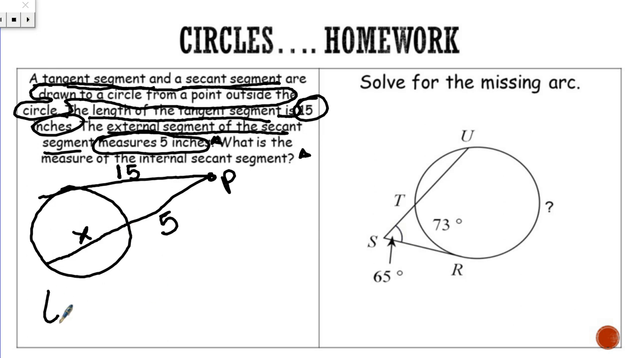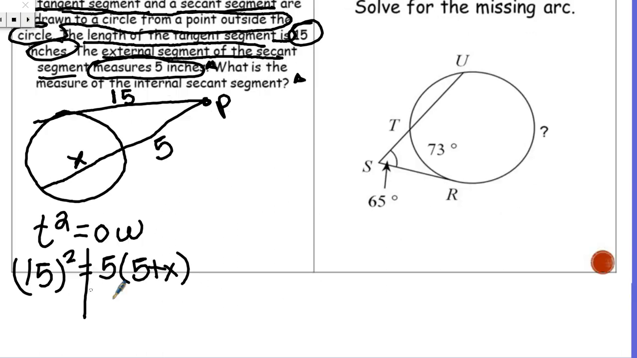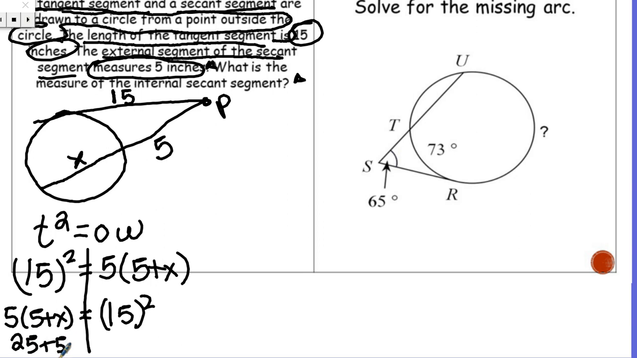So we can use this formula here: tangent squared equals outside times whole. So we get 15 squared equals outside is 5, and then 5 plus x, or x plus 5. Our issue here is the x is on the wrong side, so I'm going to go ahead and switch this over. Now I'm going to work my math. 25 plus 5x equals 15 squared.